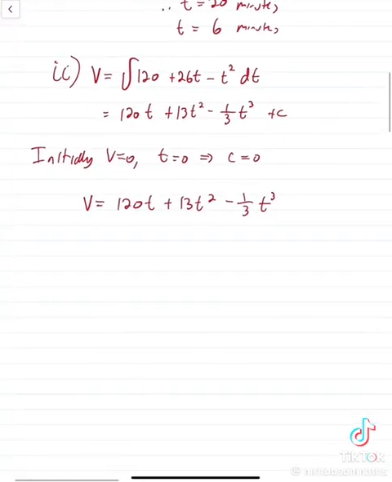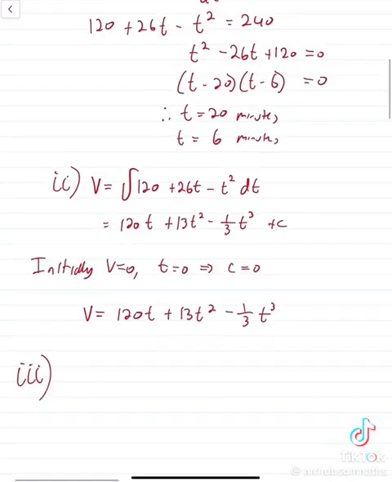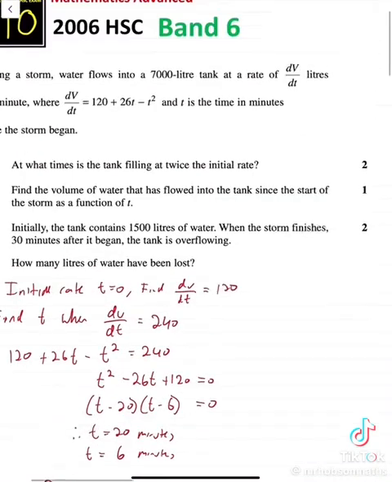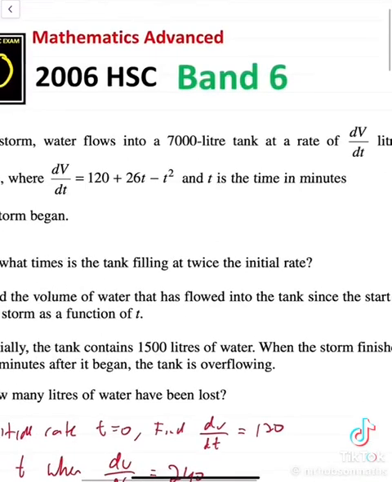Cool. Part 3. Initially the tank holds 1,500 litres of water. When the storm finishes 30 minutes after it began, the tank is now overflowing. How many litres have been lost? So we're going to work out how much water actually went into the tank, and then whatever the answer is, take away 7,000, because it can only hold 7,000.